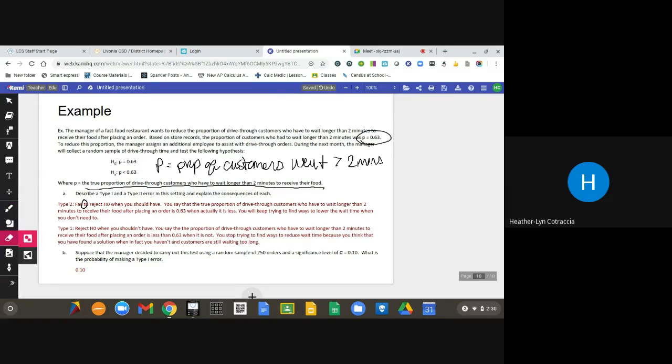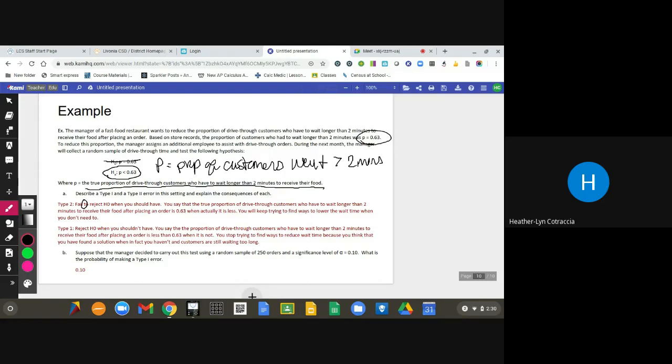And then I talk about a type 1 error, which is the opposite. You reject the null, so you say it's not true when in fact it was true. Basically you're saying that the proportion has decreased when in fact it hasn't. The consequence of that is you're going to stop looking for other strategies because you think you've already decreased the proportion of customers who have to wait 2 minutes when in fact you have not. And that could lead to some angry customers.